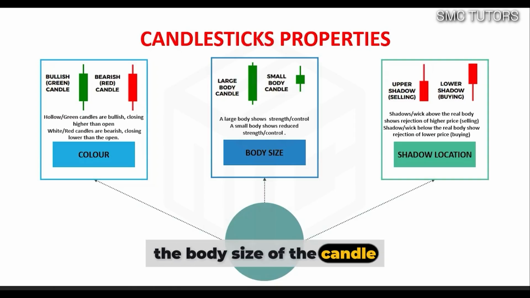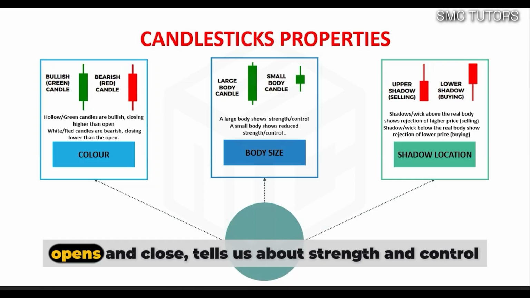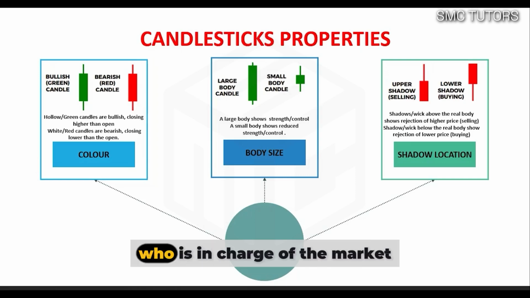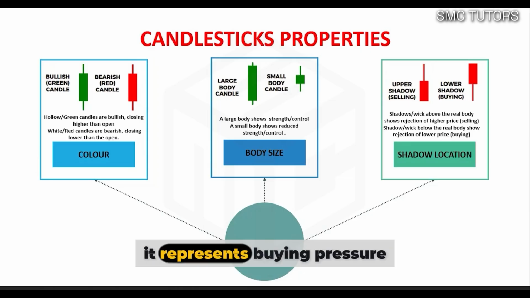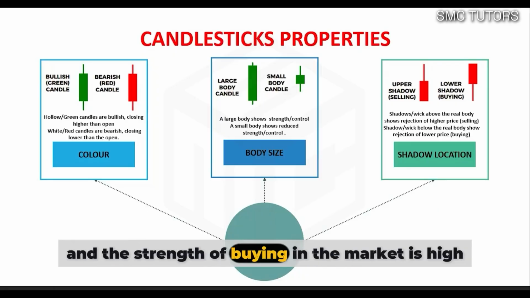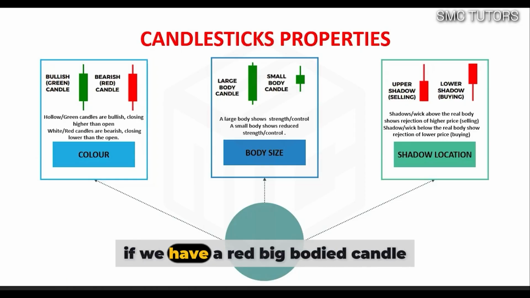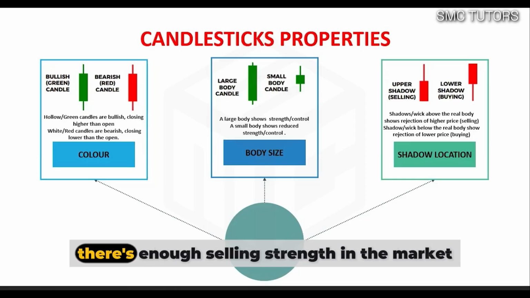Then the body size. The body size of the candle, which is the thicker center part that represents where price opens and closes, tells us about strength and control, who is in charge of the market. If we have a big bullish body like we have there, it represents buying pressure. That means buyers are in control and the strength of buying in the market is high. If we have a big red-bodied candle, it means that sellers are in control and there's enough selling strength in the market at that particular time.